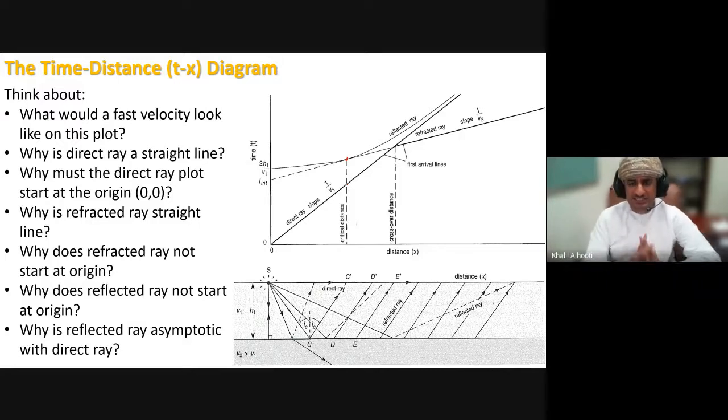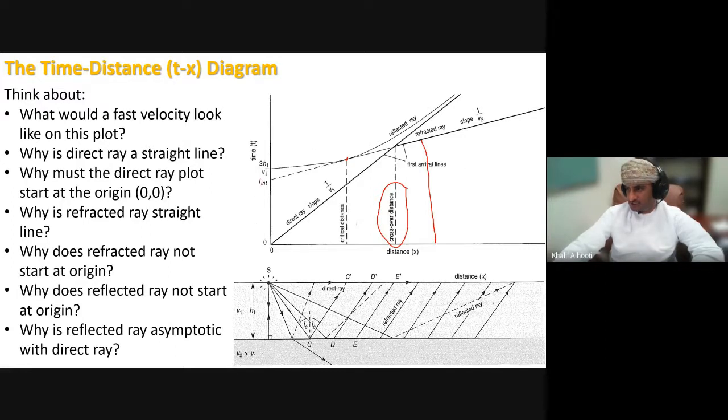At what distance will refracted be the first? What is that distance called? Refracted energy will be the first to be received. What is the name of that distance? Crossover. Yes, that's the distance. After crossover, which energy is the first? Refracted energy. This energy is the first. This is the first arrival.